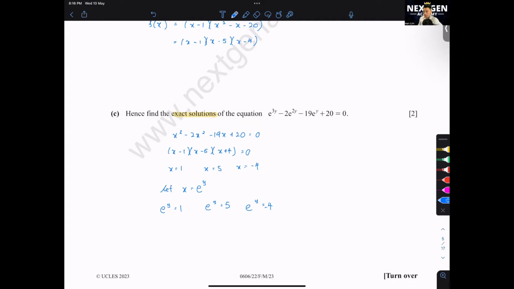Then I will change it to ln. So we change it like this. ln 1, y equals ln 5. This one cannot, so you will reject it. What's ln 1? 0. So y equals 0, and then y equals ln 5. These two are your solutions. Double check your answer against my answer, because I don't have the official mark scheme over here. Okay, all good?